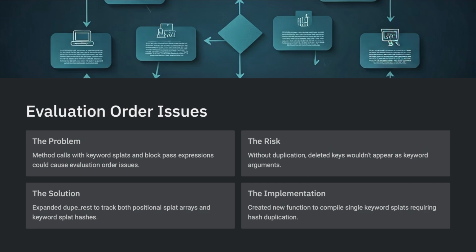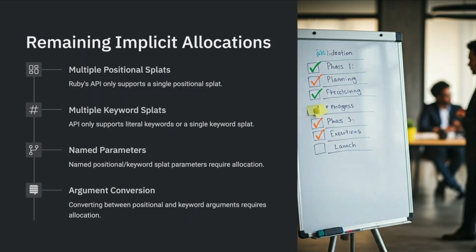Well, the big one is having arguments after a positional splat, like m(*a, b), or using multiple positional splats, m(*a, *b). The internal API needs a single array containing all positional arguments to pass along. So the caller has to allocate an array to combine a and b into one. Fixing that would likely require pretty major changes to Ruby's core argument handling. Right, the API demands a single container.